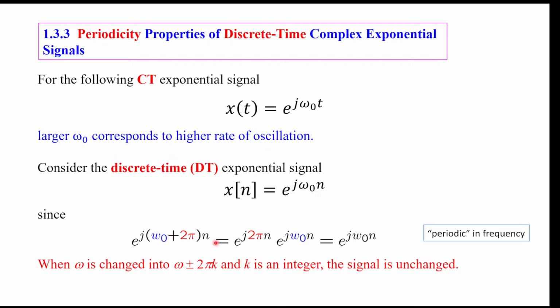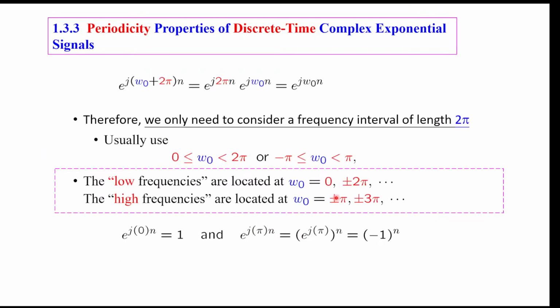So when you change omega to omega plus 2 pi, nothing changes. That means we only need to think about frequency in some interval of length 2 pi, because everything beyond that, you just go back to the same behavior. So we want to consider omega naught on an interval of length 2 pi, and there are two popular choices. One is between 0 and 2 pi, and you can see why this is popular. Another one, if you want more symmetry between your left side and the right side, is to choose between minus pi and pi.